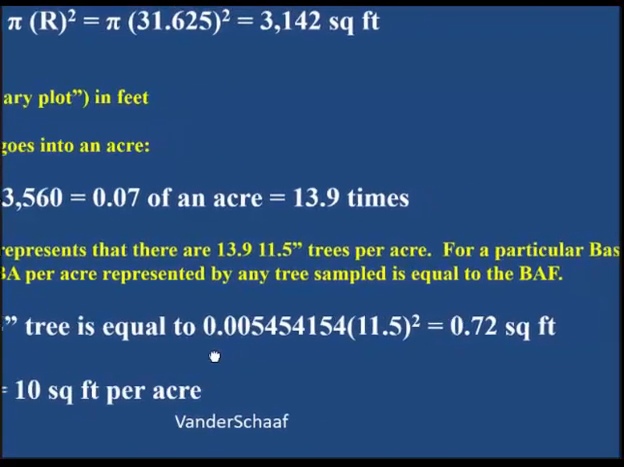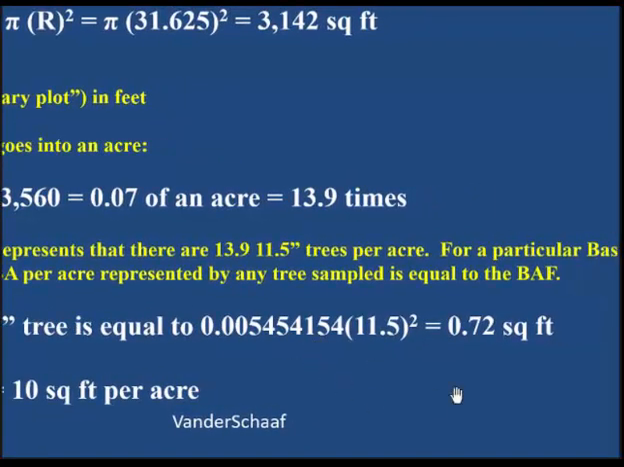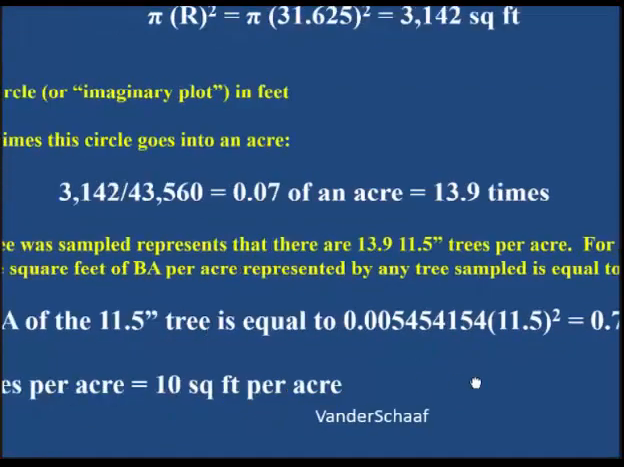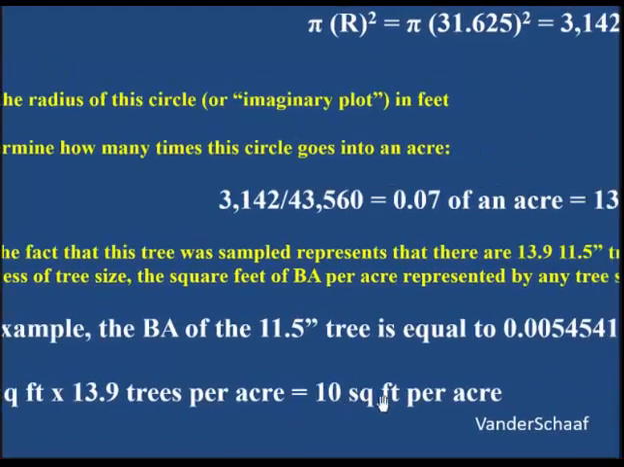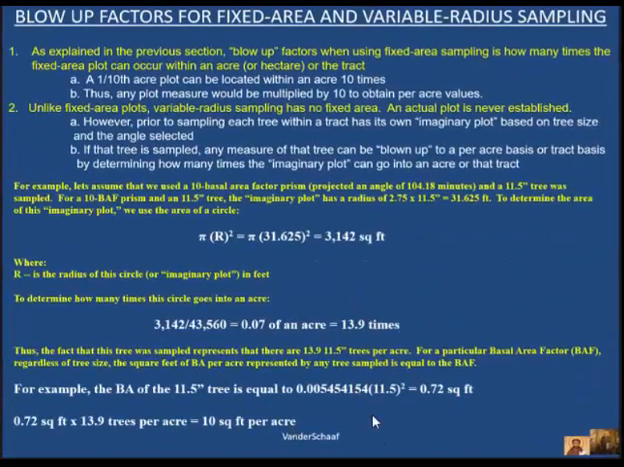And how many trees per acre are we saying are out there with this square feet of basal area? Well, we're saying there's 13.9 of them. And if each one of those 13.9 trees has a basal area of 0.72 square feet, that gives us 10 square feet per acre. Given the fact that this tree was sampled using that 10 BAF prism, that tells us there's 10 square feet per acre represented by this one sample tree.